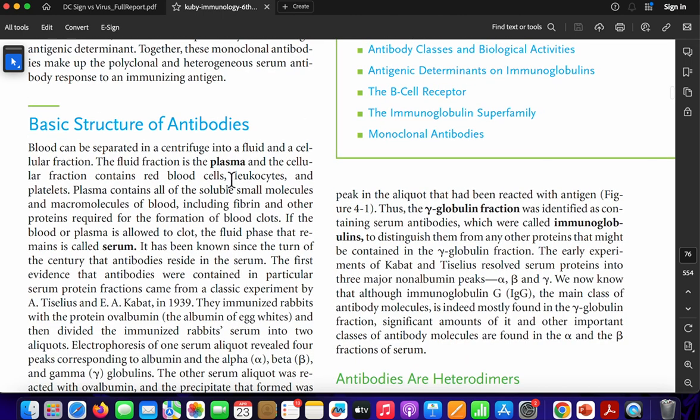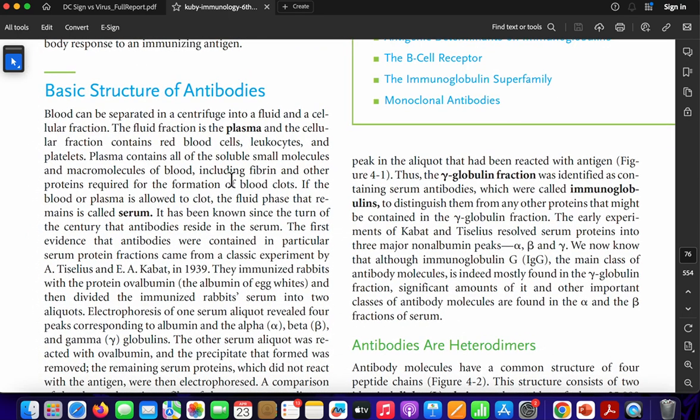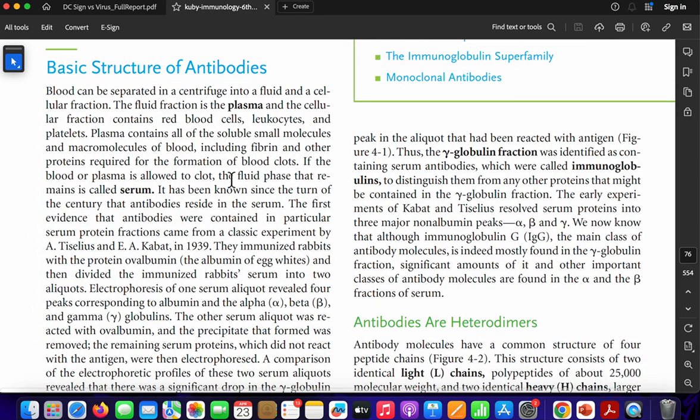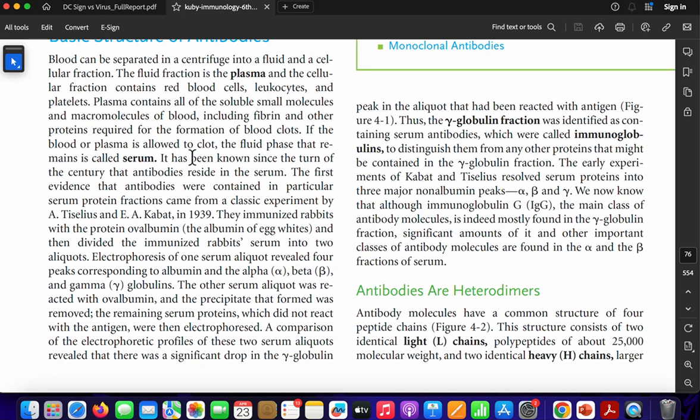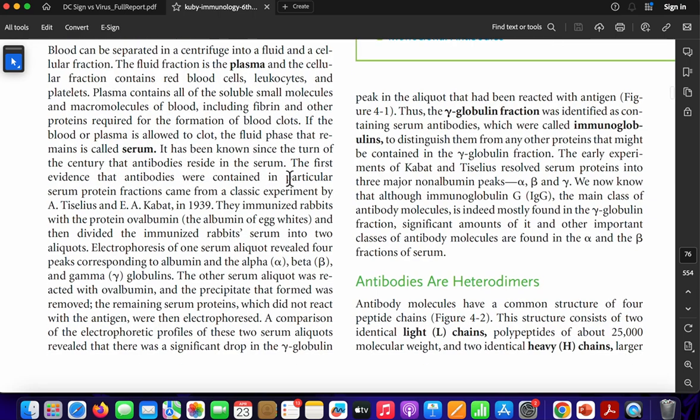So, basic structure of antibodies. Blood can be separated in a centrifuge into a fluid and a cellular fraction. The fluid fraction is the plasma, and the cellular fraction contains red blood cells, leukocytes, and platelets. Plasma contains all of the soluble small molecules and macromolecules of blood, including fibrin and other proteins required for the formation of blood clots. If the blood or plasma is allowed to clot, the fluid phase that remains is called serum. It has been known since the turn of the century that antibodies reside in the serum.